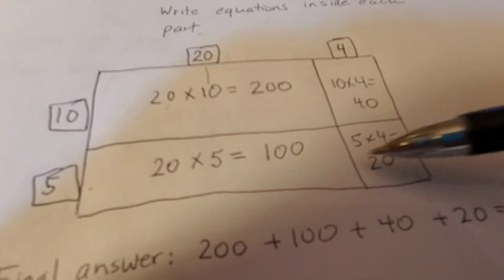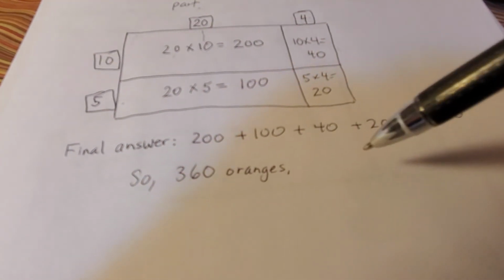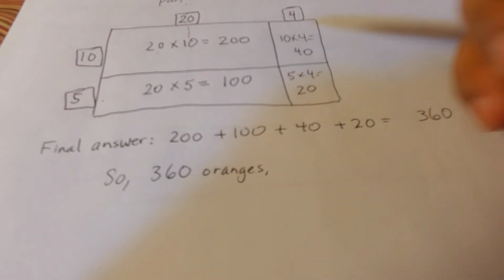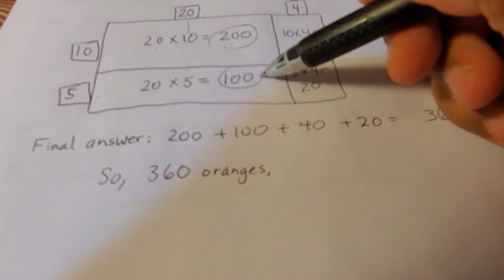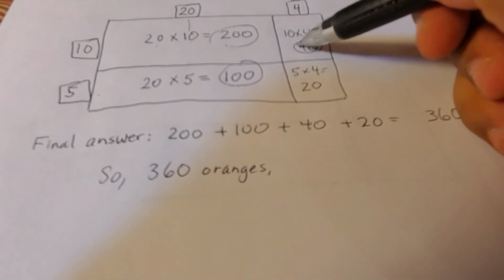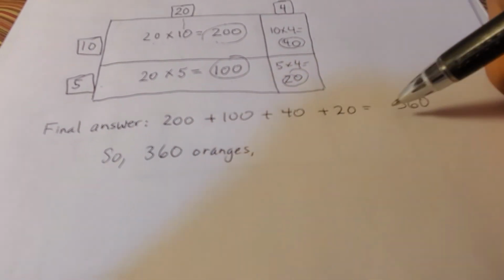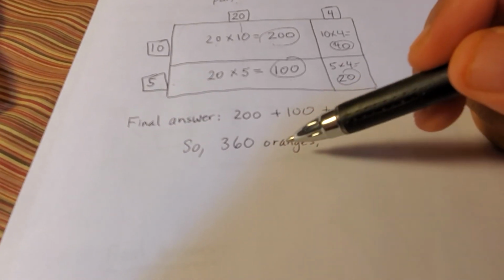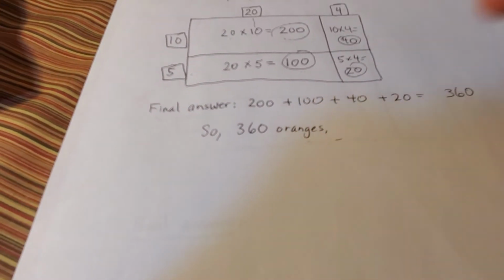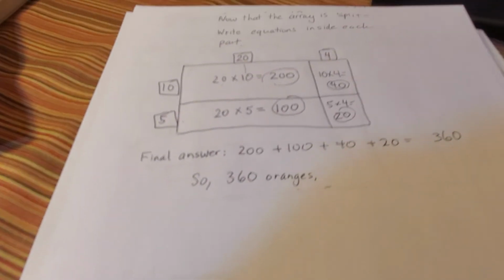So once I fill in the box with my equations, my final answer is to add up all of the products. 200 plus 100 plus 40 plus 20. If I add that up, my answer is 360. So the answer to my story problem is 360 oranges. That's how many oranges I have altogether.